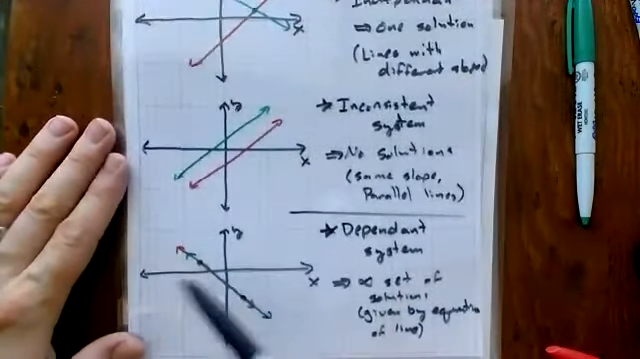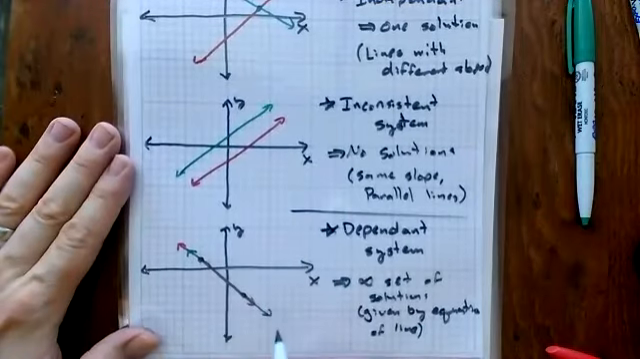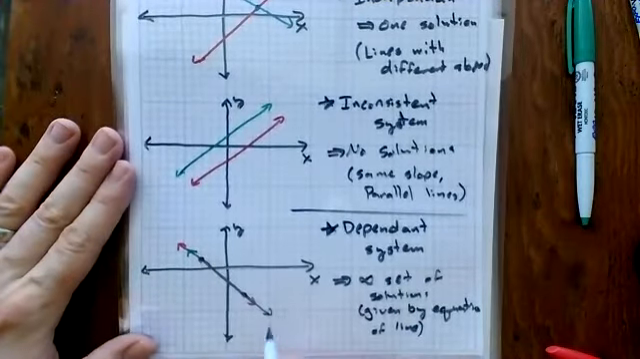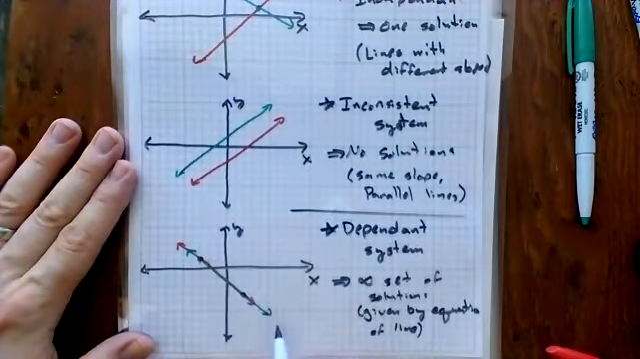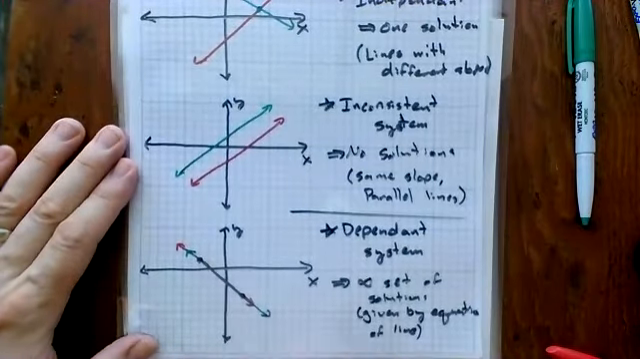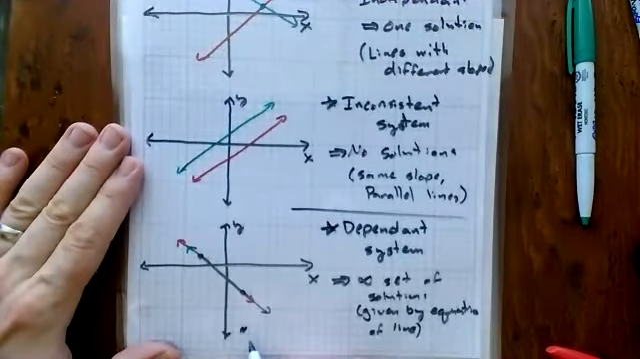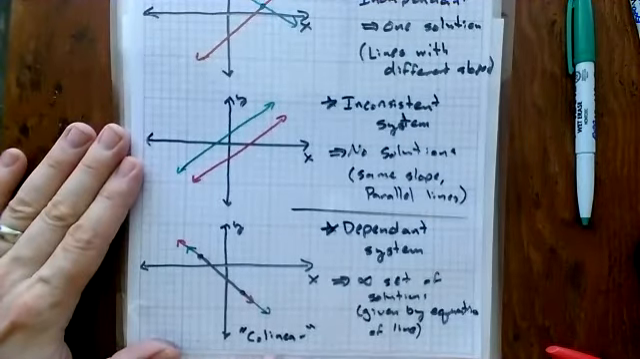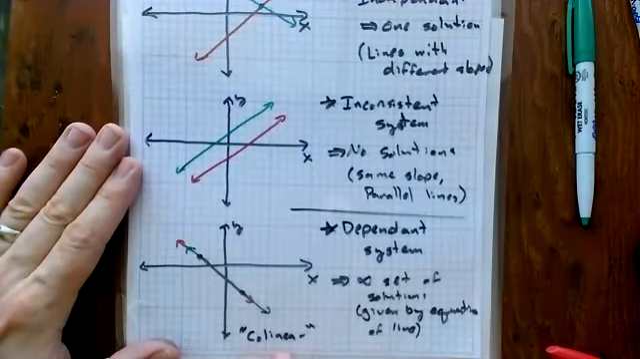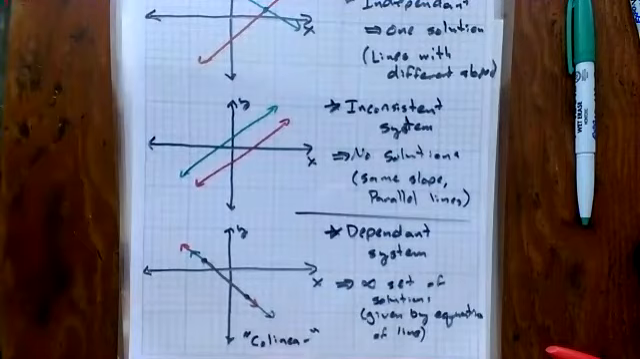Dependent system means you have two equations that are basically the same line. Another word that you run into is sometimes called collinear. I don't think Alex actually uses this one. You don't need to know this particular word for Alex if you're using Alex to learn this.